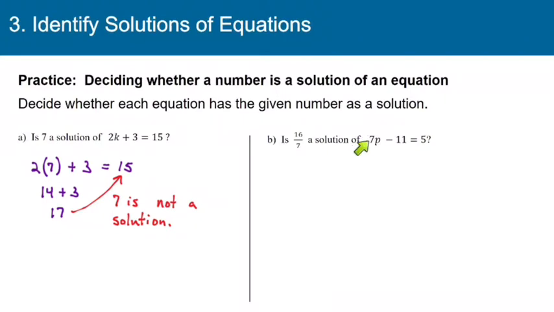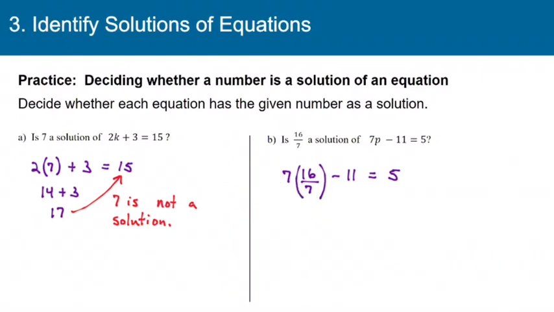Okay, well, let's plug 16/7 into our equation in place of our unknown number. And the first thing we are going to have to do is 7 times 16 over 7. But I don't want to have to work out 7 times 16, so I just noticed that there's a 7 in the top and a 7 in the bottom, and that means they are going to cancel each other out.